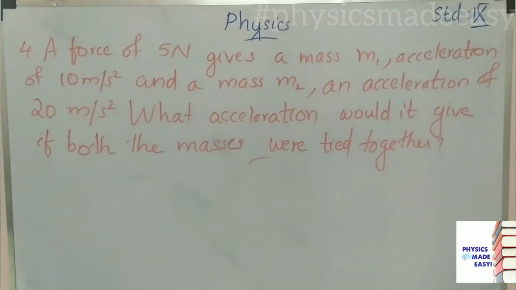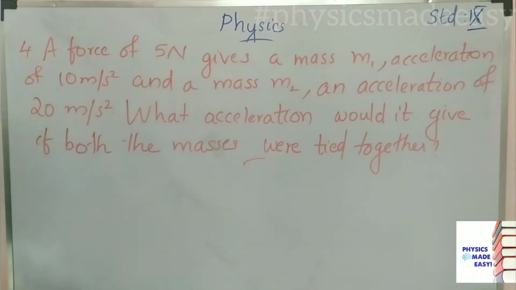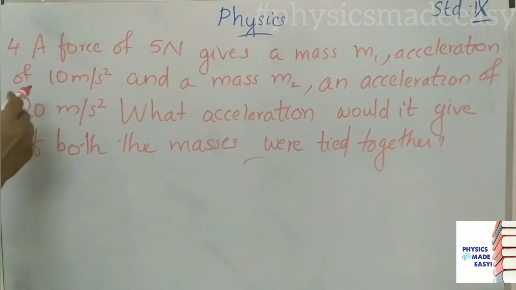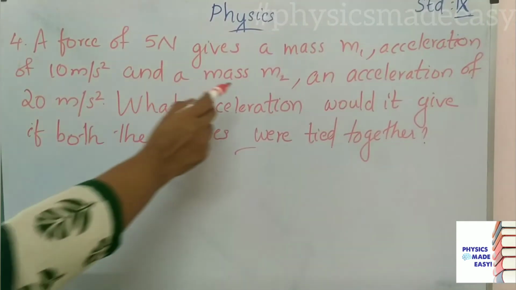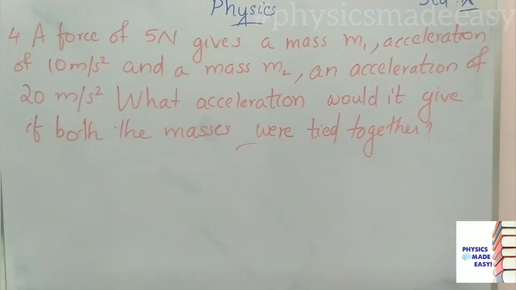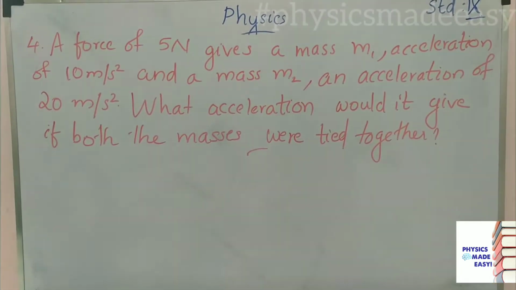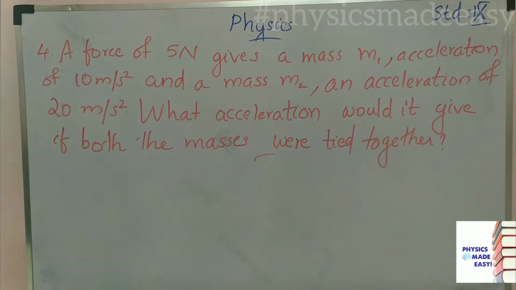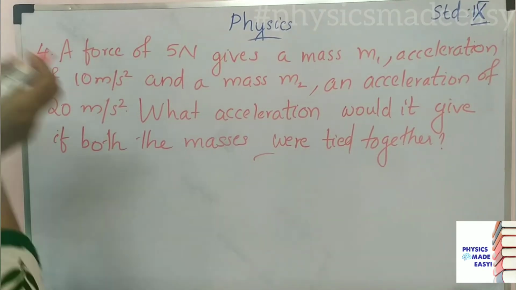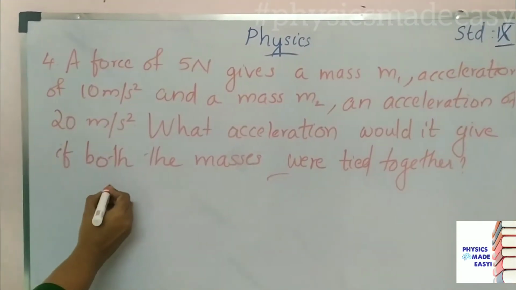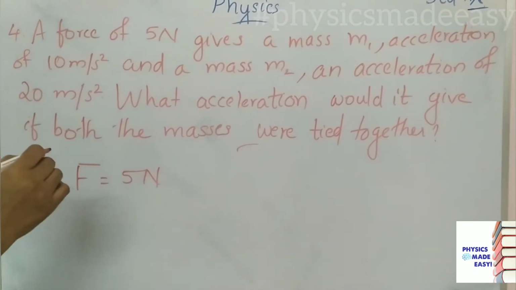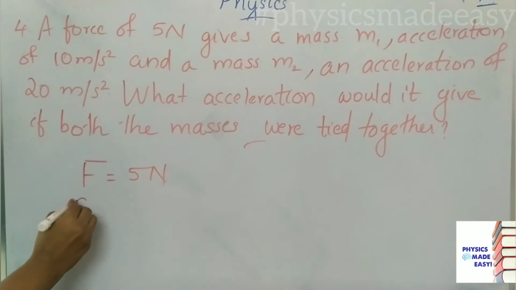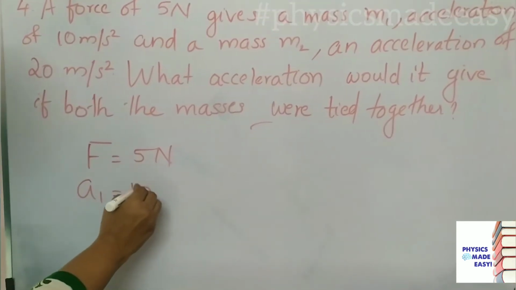Next question. A force of 5 Newton gives a mass m1 an acceleration of 10 meter per second square, and a mass m2 an acceleration of 20 meter per second square. What acceleration would it give if both the masses were tied together? Here force of 5 Newton gives an acceleration of 10 meter per second square on mass m1.